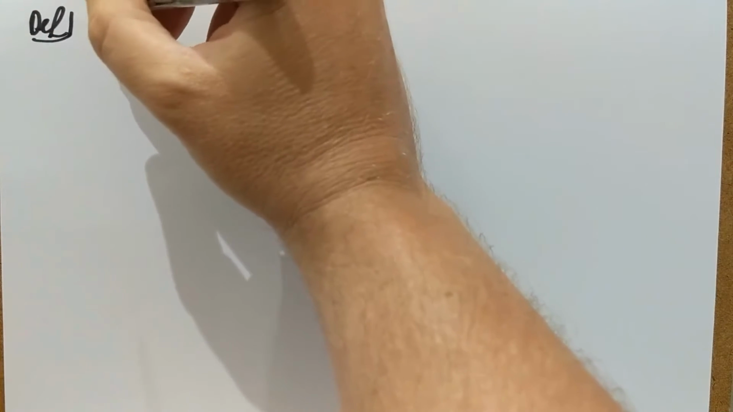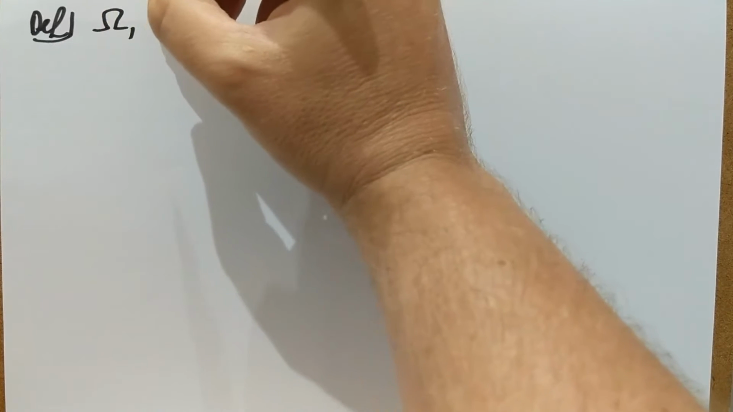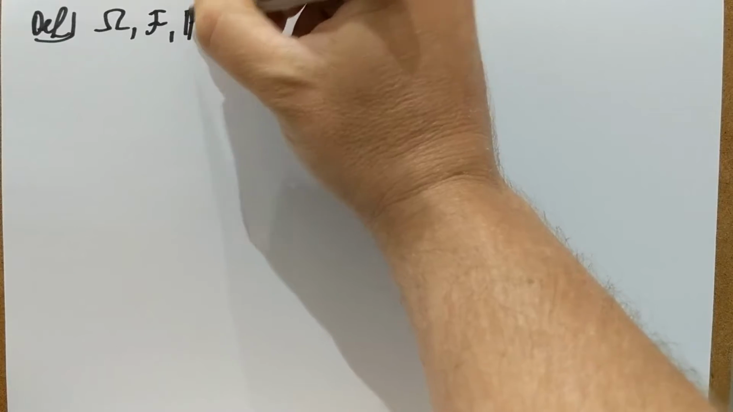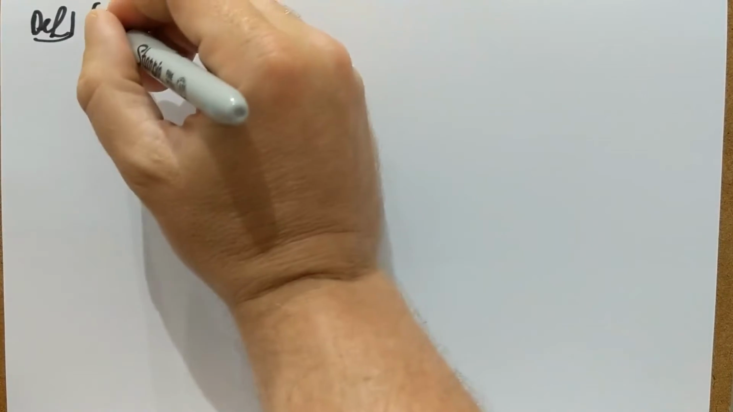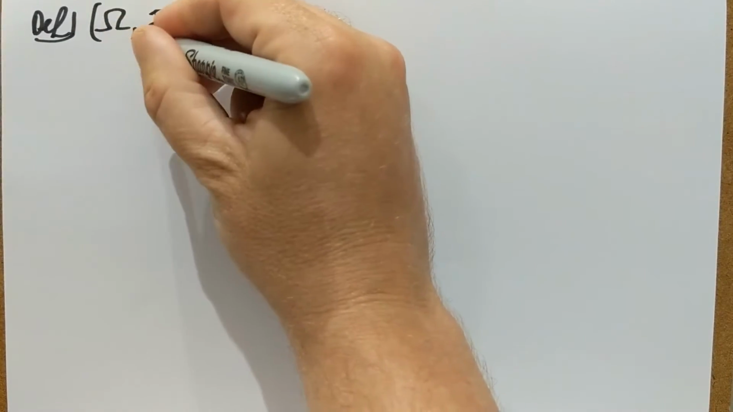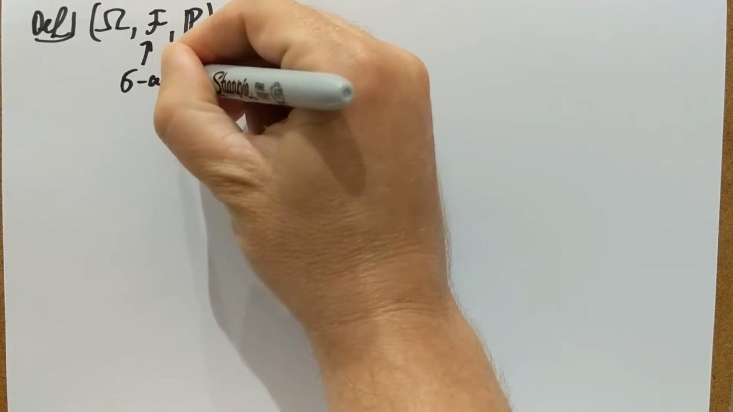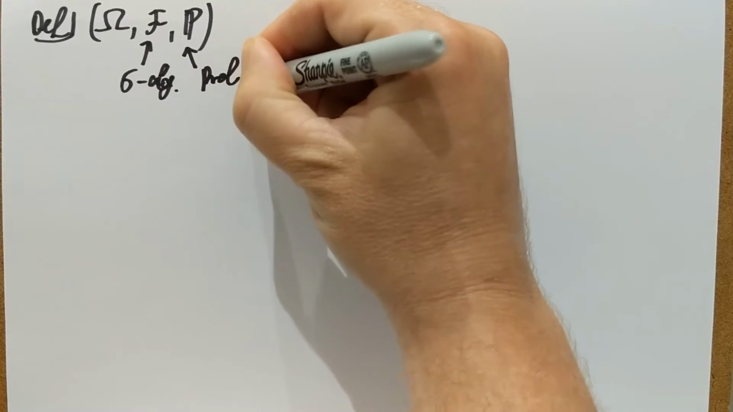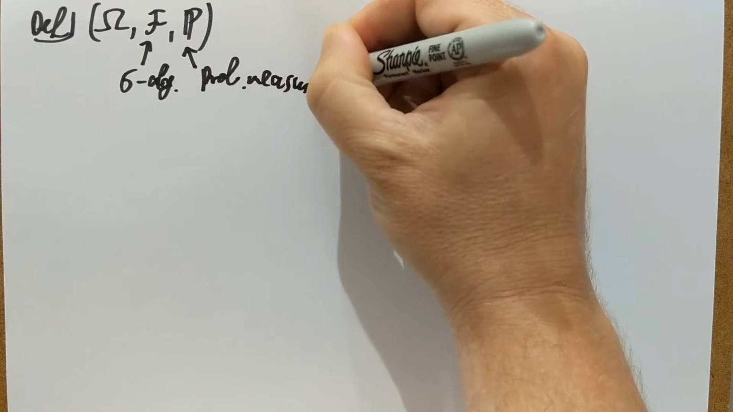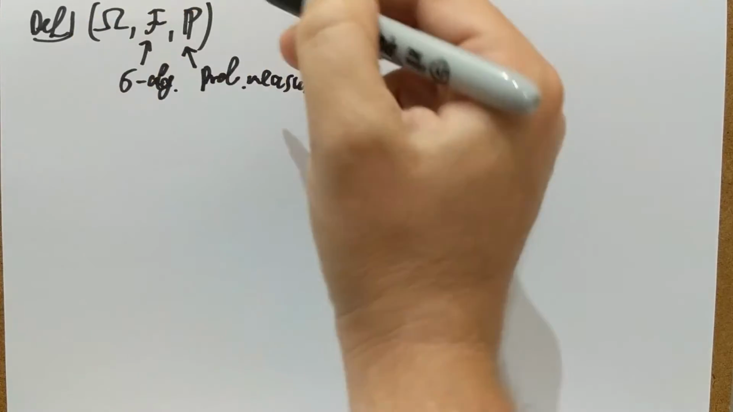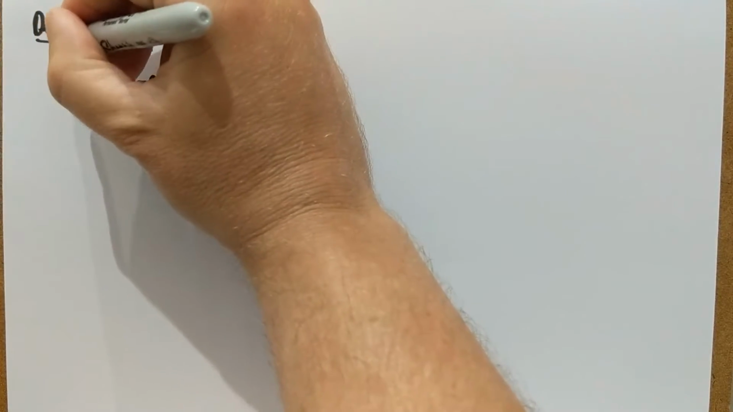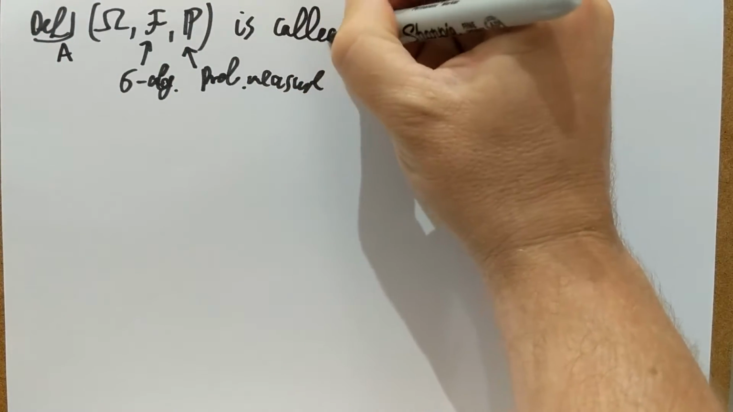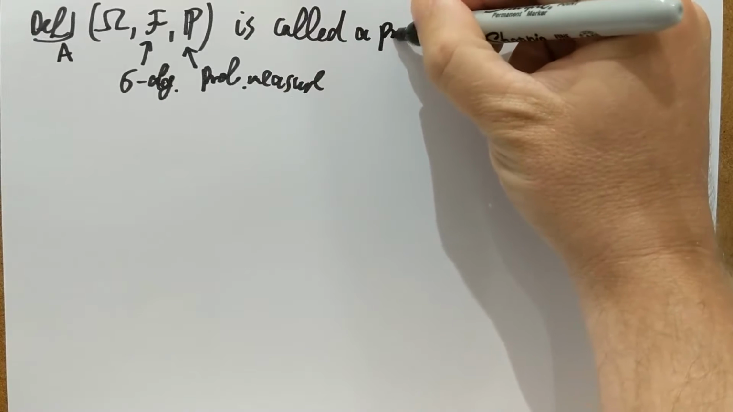So suppose that I have a sample space omega and I have a sigma algebra on it and a probability measure on that sigma algebra. So that's a set omega, the sample space. This one will be a sigma algebra. And this one will be a probability measure. And then such a triplet, a triplet like this, is called a probability space.